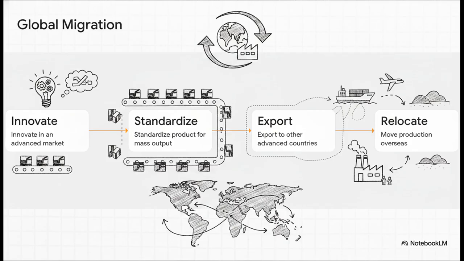Step 2. Demand grows and the product becomes standardized for mass output. Step 3. Other advanced countries start wanting it, so naturally you begin exporting. But here's the absolutely crucial step 4. As the product matures and price competition gets incredibly fierce, manufacturers can no longer afford that expensive local labor. So what do they do? They move production overseas to developing nations to drastically lower their costs. The product lifecycle literally redraws the map of global trade.